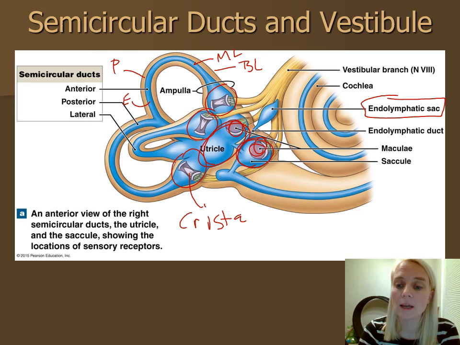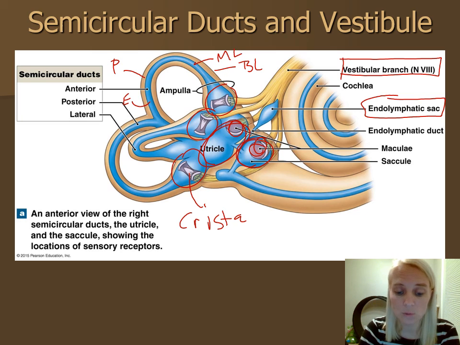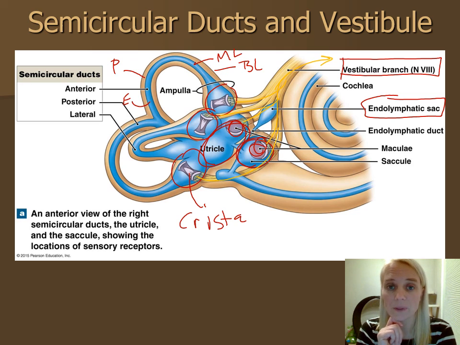We can also see all of those sensory receptors, the macula and the crista, are being monitored by branches of the vestibular nerve. If you remember, cranial nerve number 8 is our vestibular cochlear nerve. It is a combo nerve. The vestibular part of it is carrying the equilibrium sensations. The cochlear part of it is going to be carrying the hearing sensations. So we can see each one of those, the 2 macula and the 3 crista, are all sending signals via cranial nerve 8, the vestibular branch of the vestibular cochlear nerve.